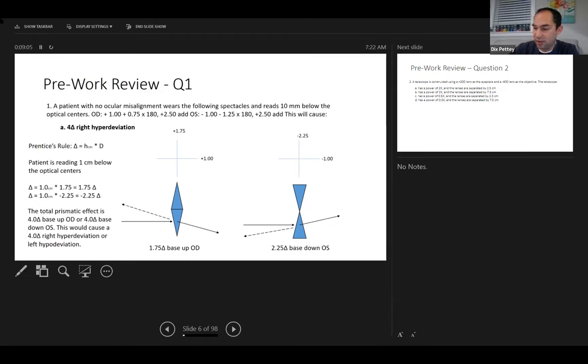So you have basically plus 4.25 in the right eye, and then you have plus a quarter in the left. 4.25 minus 0.25 still comes out to be 4 diopters. And then you're 1 centimeter below. So even though now that left eye would technically be base up, you have much less base up in the left eye than you do in the right, and the difference still ends up being 4 diopters. Does that make sense? Yeah, sounds good. Okay, we'll do it.